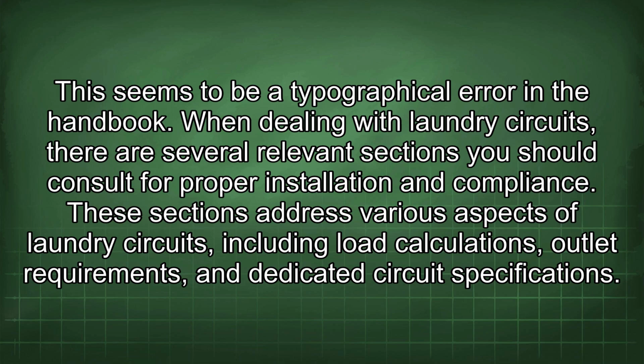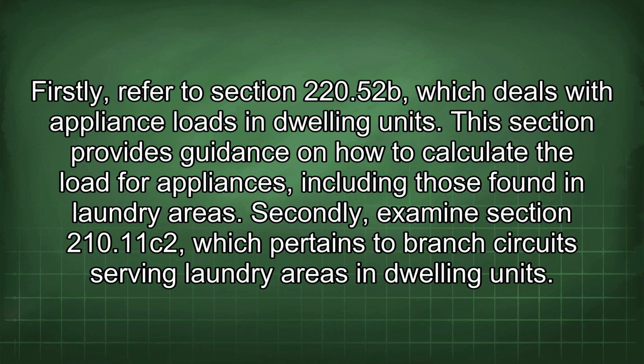When dealing with laundry circuits, there are several relevant sections you should consult for proper installation and compliance. These sections address various aspects of laundry circuits, including load calculations, outlet requirements, and dedicated circuit specifications. Firstly, refer to Section 220.52, which deals with appliance loads in dwelling units. This section provides guidance on how to calculate the load for appliances, including those found in laundry areas.